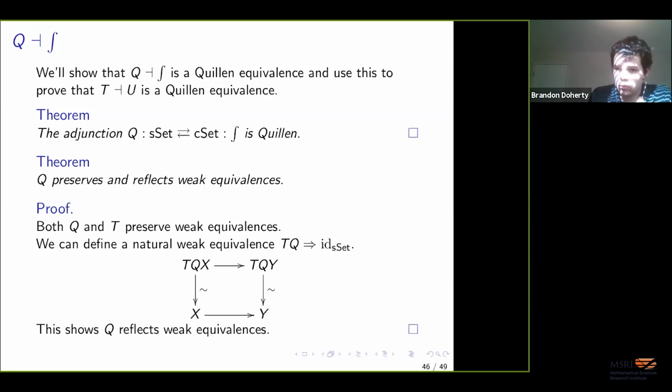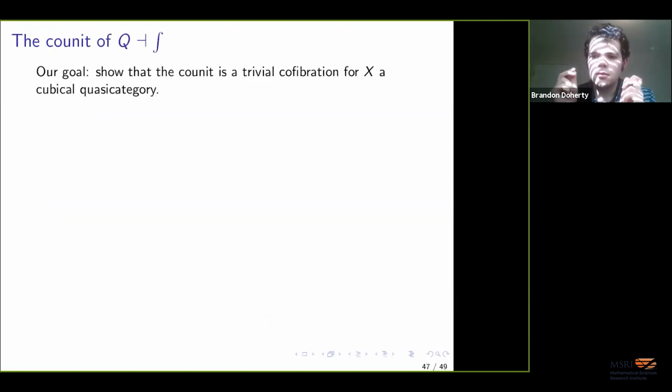So if we have a map x to y of simplicial sets, where Qx to Qy is a weak equivalence, then T will preserve that weak equivalence. So the top map in this commuting diagram will be a weak equivalence, and then x to y will also be one by 2 out of 3. Right, so then what we'd want to do is show that the counit of this adjunction at a fibrant object, so at a cubical quasi-category, is a weak equivalence. And we can show actually that it is a trivial cofibration.